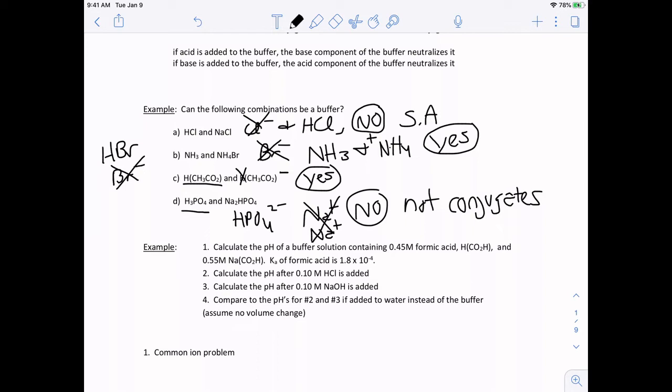So first one, no. HCl is a strong acid, not weak. Second one, yep. Third one, yep. And then the fourth one, no. While H3PO4 is weak, those guys are not conjugate acid-base pairs.